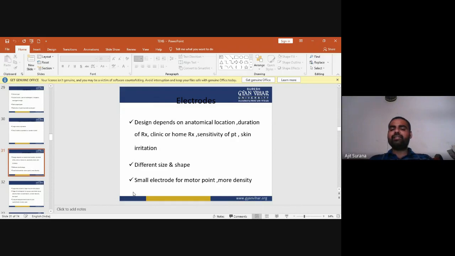Electrodes are of different size and shape. Small electrodes are for motor points, which have more density. So these are a selection of electrodes. They are designed depending on the anatomical location, duration of treatment, clinic or home treatment, sensitivity of the patient or skin irritation.